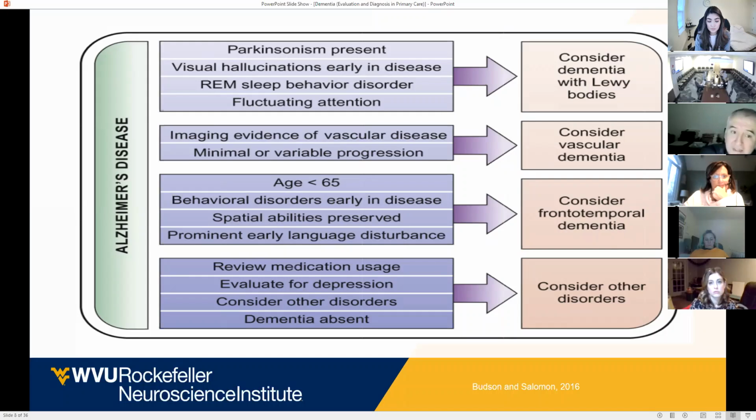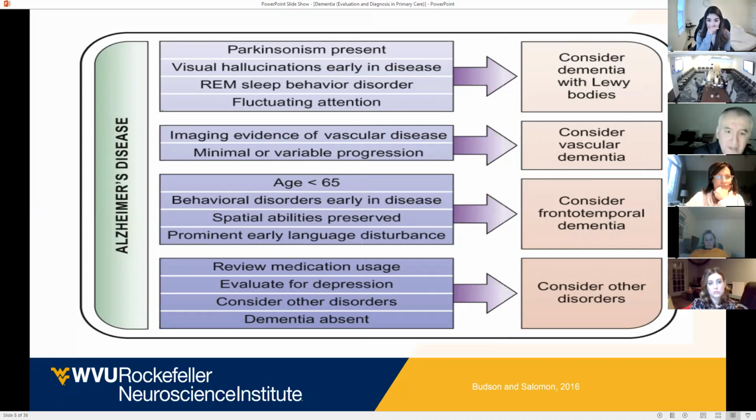If somebody is less than 65 and having behavioral issues that many times can be confused with psychiatric problems, and sometimes having problems with language disturbances, problems finding words or unable to complete sentences, let's pay attention to frontotemporal dementia.